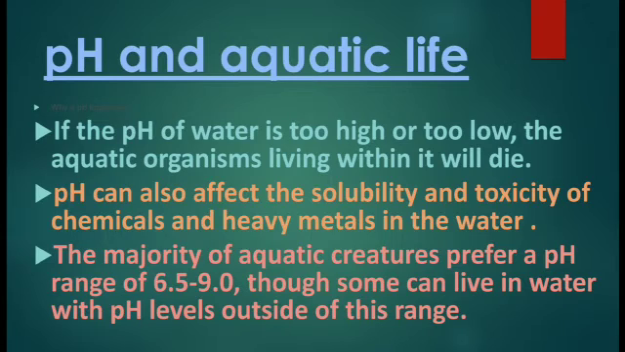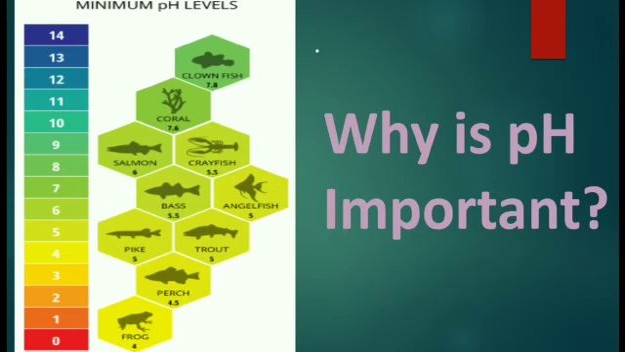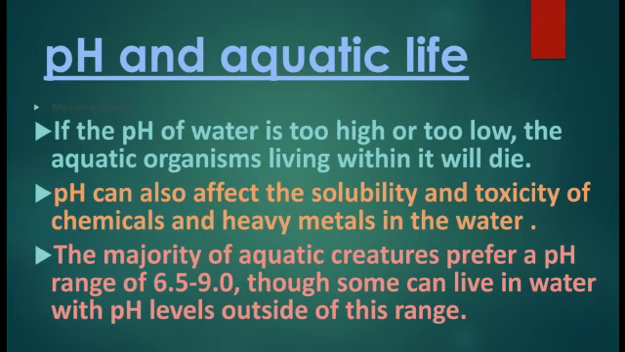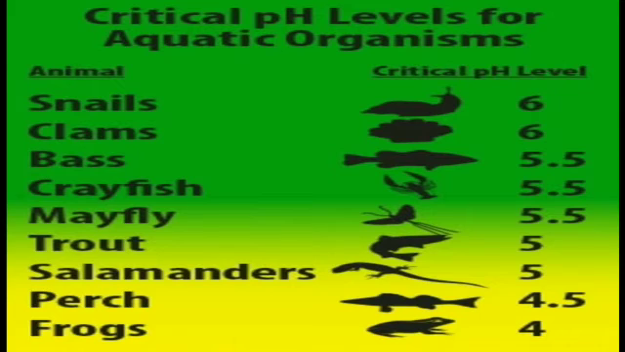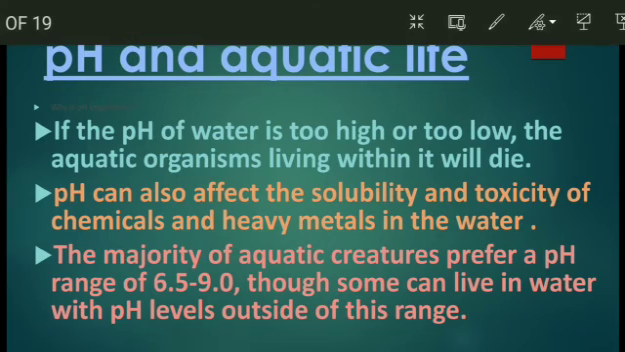The majority of aquatic creatures prefer the pH of 6.5 to 9, though some can live in water with pH levels outside this range. So here we see these animals living at 4.5 to 5, which is outside this range, but generally a major amount of living organisms are living in the 6.5 to 7 range. This is the range of animals. Already we saw this is the range of aquatic animals. So what is the ideal range of aquatic animals? 6.5 to 9. This is the ideal pH value for animals which can live in water.